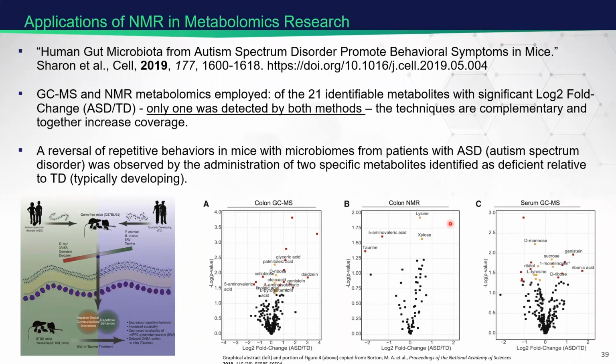And it turns out that two that had been cited as deficient in patients with ASD were used as a therapeutic in mice with autism, and they saw a reversal of behaviors. One of these was taurine, which was only picked up in the NMR. The reason I want to highlight this one is it shows the complementarity of the techniques. If you have access to both approaches, why not use them, increase your coverage, and pick up more things, because they both have strengths and weaknesses.